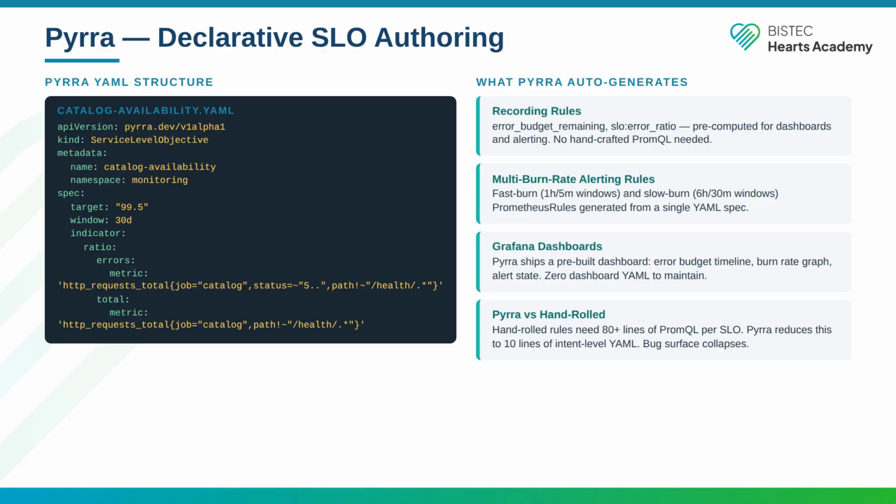Two things to be careful about when authoring the indicator. First, your error metric needs to exclude health check paths and internal scrape paths. If health check traffic counts as total requests, your denominator is inflated and your error rate looks lower than it is. Second, for latency indicators, specify the bucket threshold explicitly. An le of 0.5 for P95 under 500 milliseconds means you're measuring the fraction of requests that completed in under half a second. Tune that threshold to match your actual user expectation.